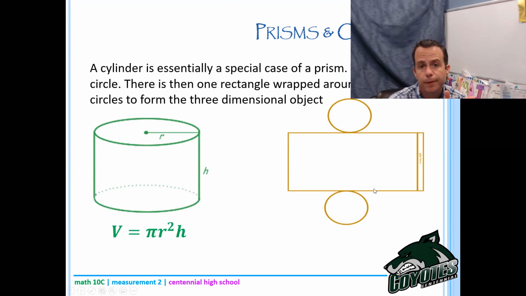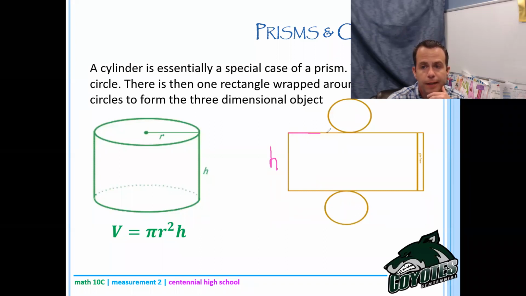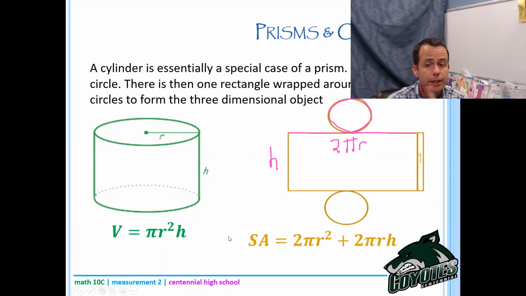For the surface area, I have two circles that I'd have to get the surface of. So that would be 2 pi r squared. And then I have this wraparound. Well, I know that the height is right here. And I know that this has to wrap around the circle. Well, what's the distance around a circle? That's circumference. So that would be 2 pi r. And so what happens is the area of this rectangle would be 2 pi r h. And then we add to that the two circles, which would be 2 pi r squared plus 2 pi r h. Now, these formulas that I just wrote for you, they would be given to you on a formula sheet. They're not something you have to memorize, okay?